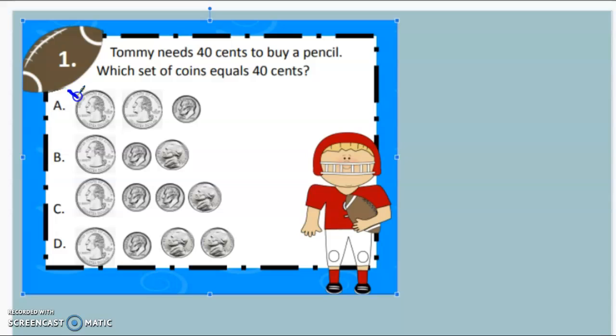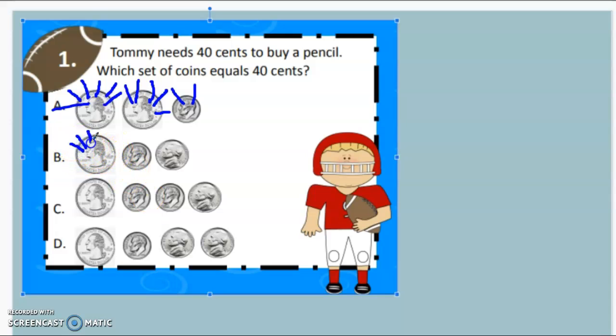So let's start counting. 5, 10, 15, 20, 25, 30, 35, 40, 45, 50, 55, 60. This is 60 cents, okay? That does not equal that, all right? 60 cents is not the same as 40 cents. So let's count this next one, letter B.